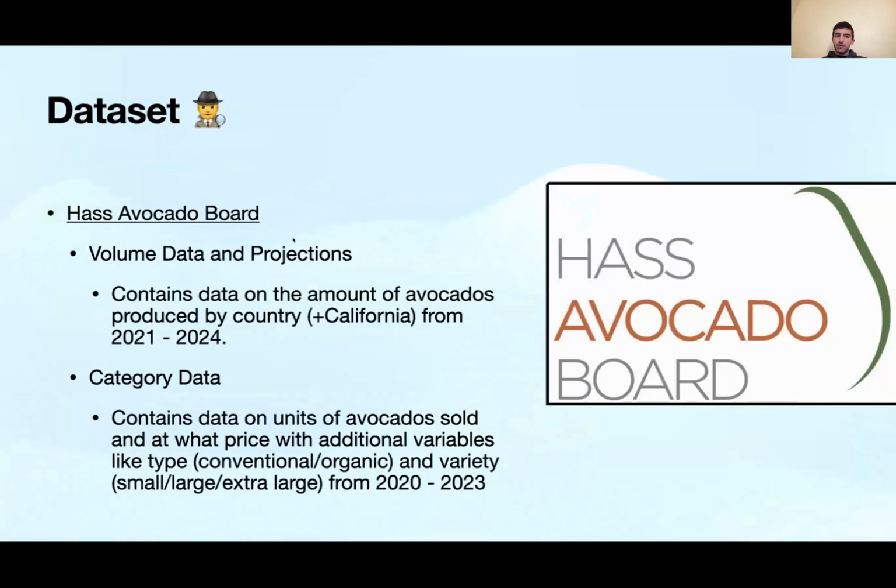And what we're going to be using for our data set is data from the Hass Avocado Board.